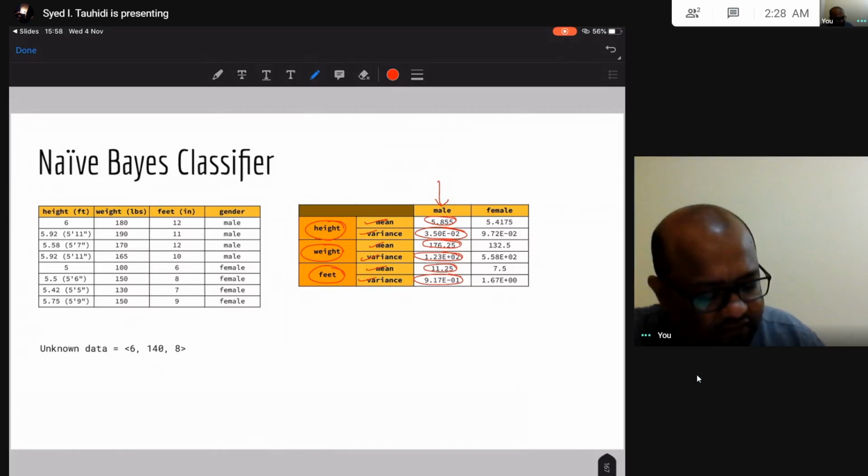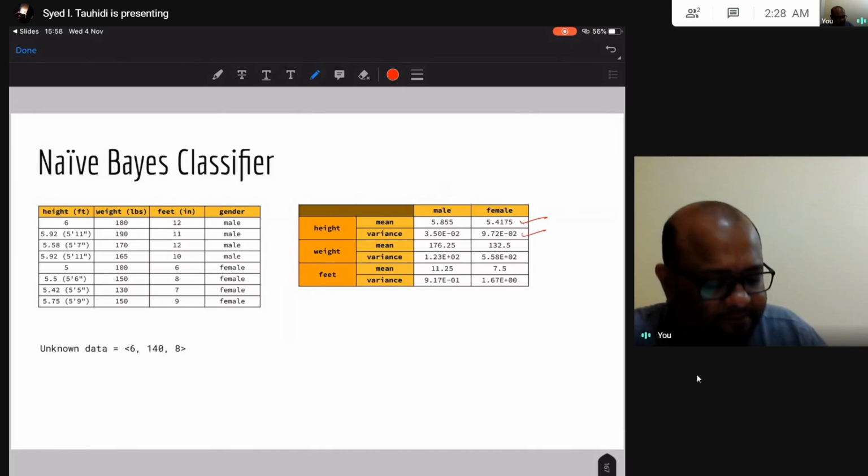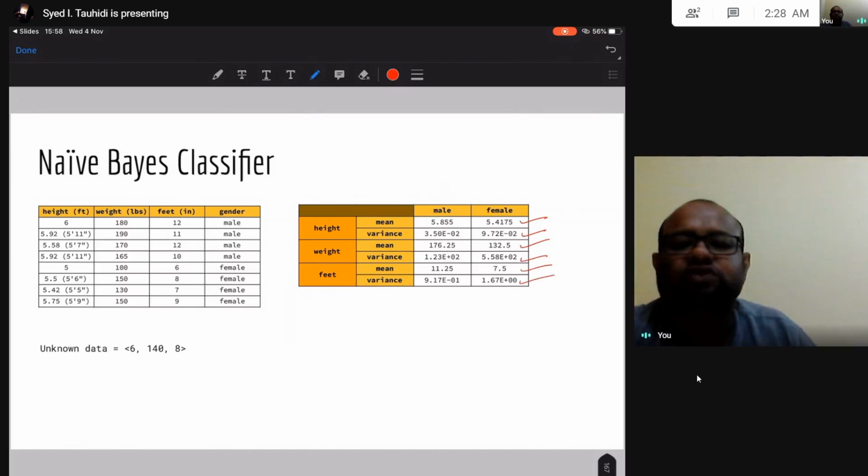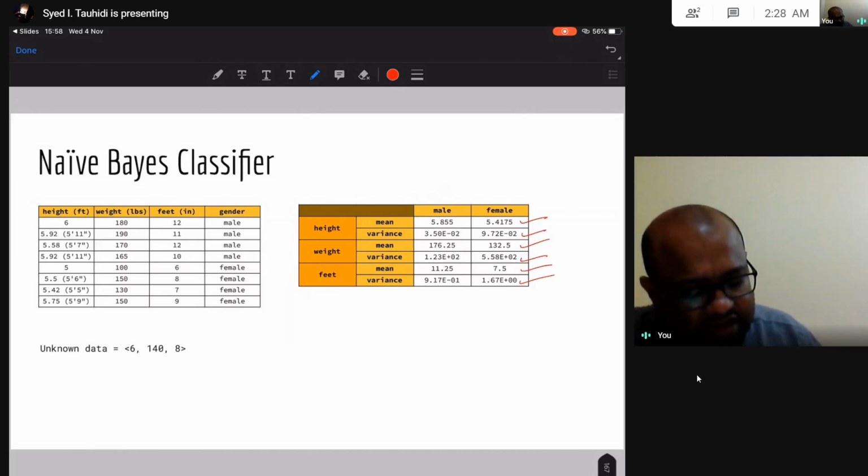Similarly, I have it for female: mean of height for female, variance of height for female, mean of weight for female, variance of weight for female, mean of foot size, variance of foot size for female. So this is what we have figured out. Very easy to do this calculation, right?